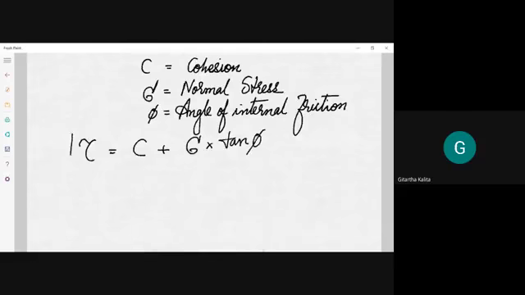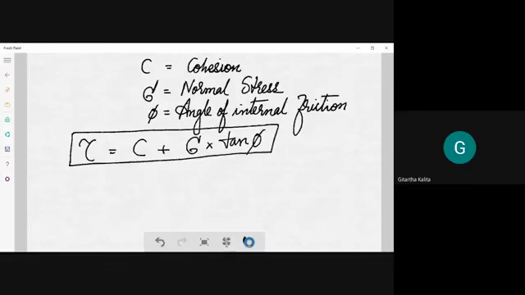Please remember it, a very important relation. That is the basis of the study of shear strength. Everything in shear strength comes from this relation. Everything that you will study related to shear, you start from here.